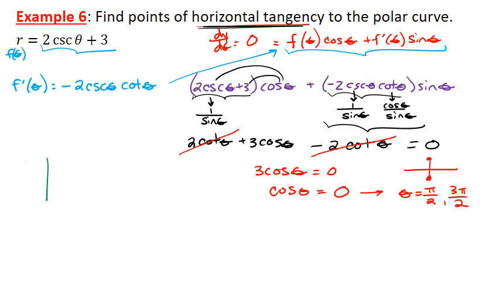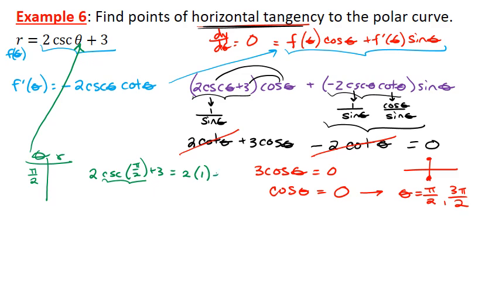If theta is pi over 2, I can find r by plugging pi over 2 in here. So I would have 2 times cosecant of pi over 2 plus 3. Using the unit circle, 2 times 1, plus 3 gives me 5. So when theta is pi over 2, r is 5. This will be one of my coordinates.